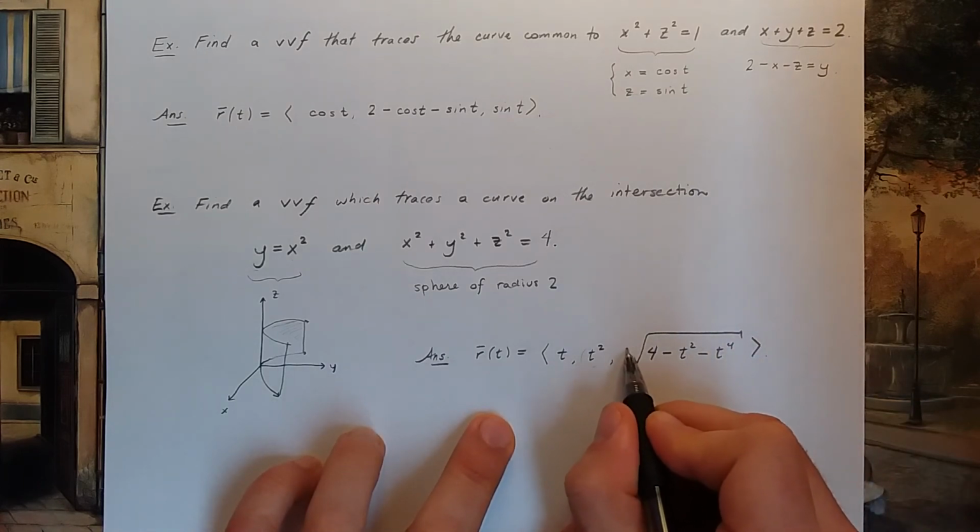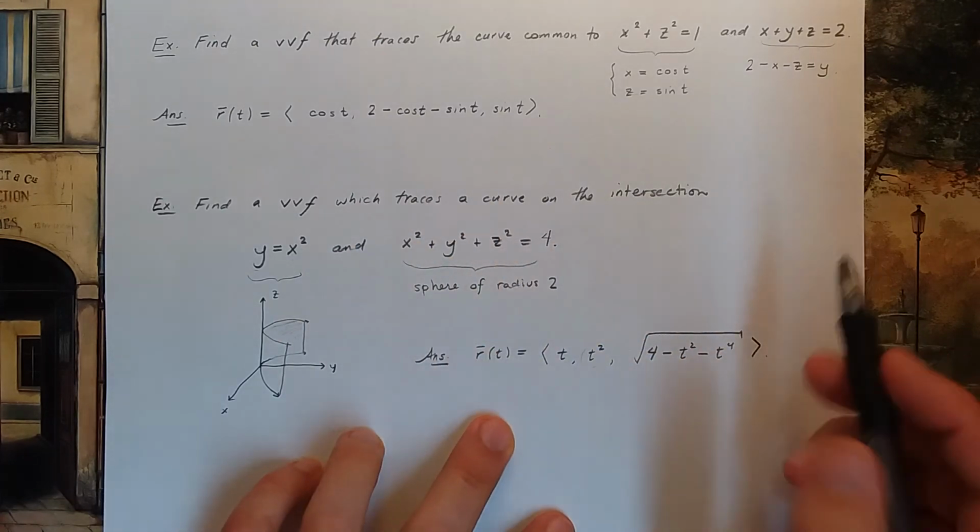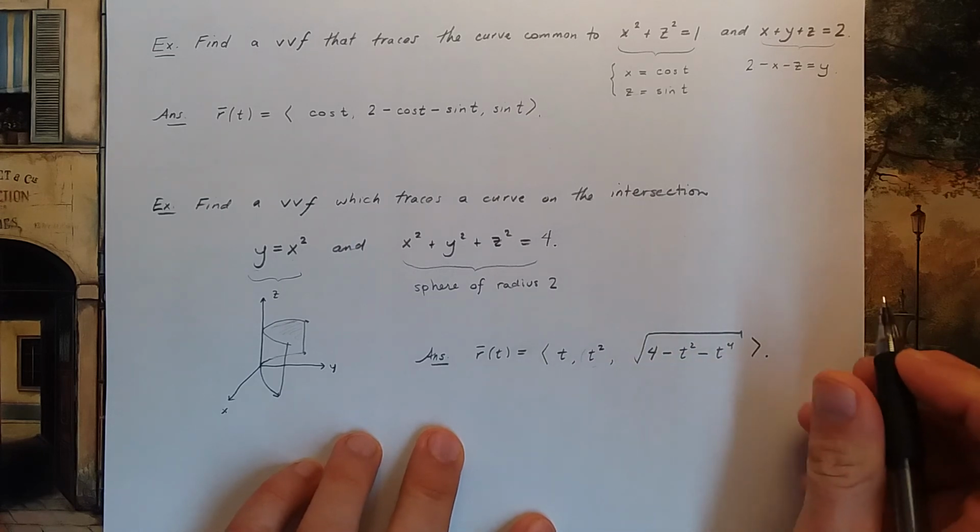If I put a negative sign in front here, it would also give me a vector-valued function on the curve of intersection, but here's one good answer.